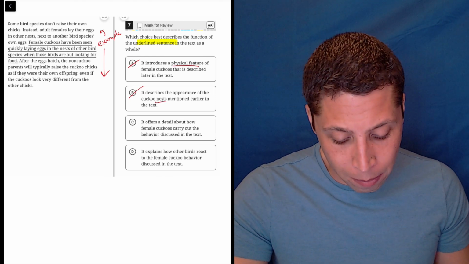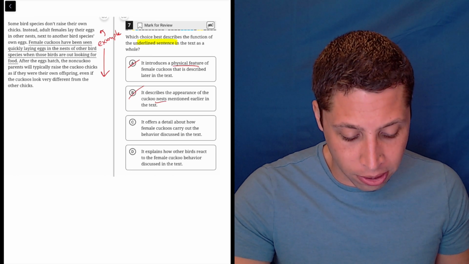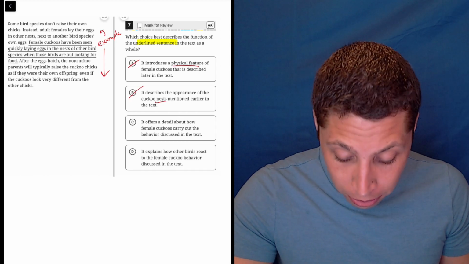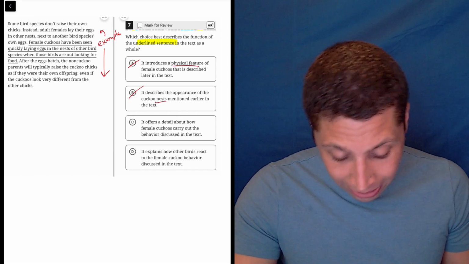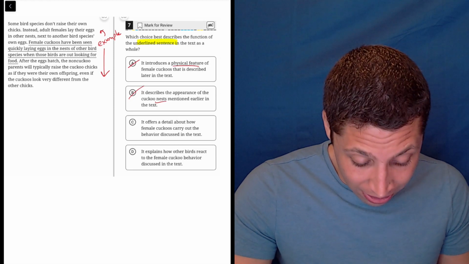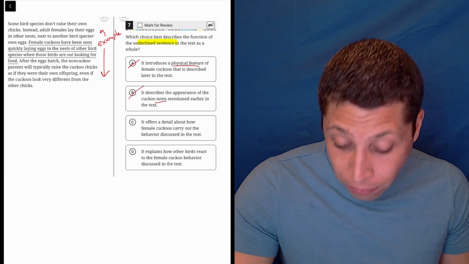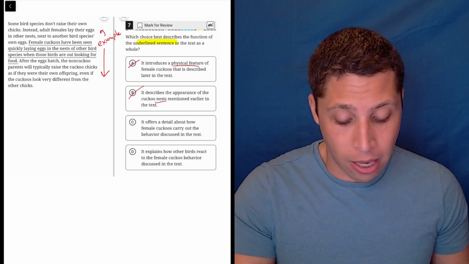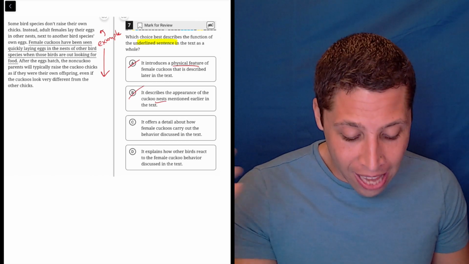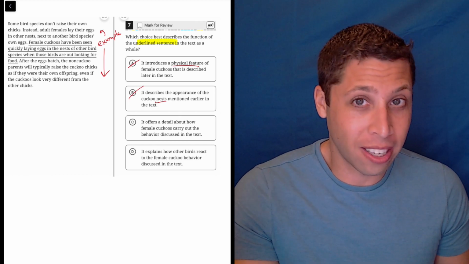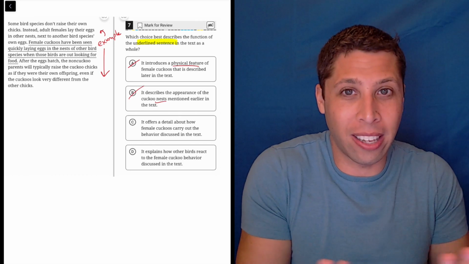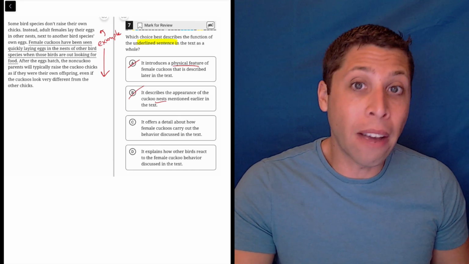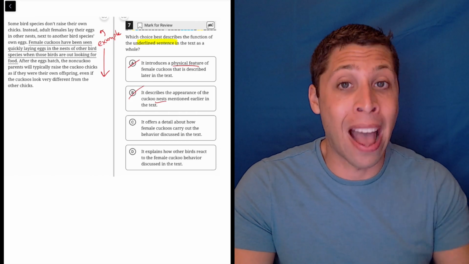C, it offers a detail about how female cuckoos carry out the behavior discussed in the text. Well, okay, let's see. Is there a detail? They've been seen quickly laying eggs in the nests of other birds. I guess that's a detail. Quickly. I don't know. Carry out the behavior. Well, the behavior certainly is that some birds are laying their eggs in other birds' nests. So I guess that it is still discussing that behavior. This just feels kind of bland, and that might not be good or bad, but there's nothing I can point to and say this is definitely factually incorrect.